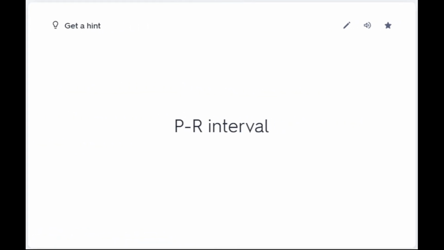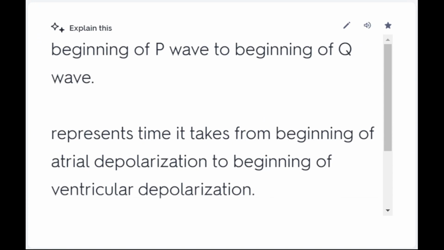PR interval. Beginning of P wave to beginning of Q wave represents the time it takes from beginning of atrial depolarization to beginning of ventricular depolarization. SA node fires, atria depolarize, impulse travels to AV node.